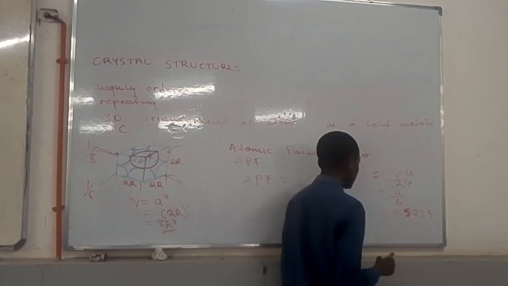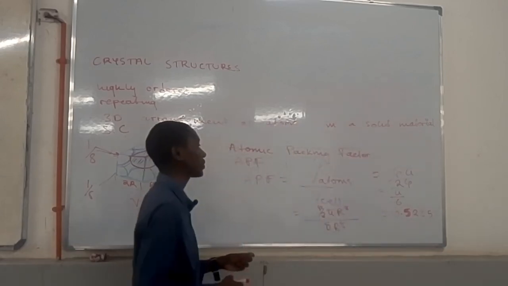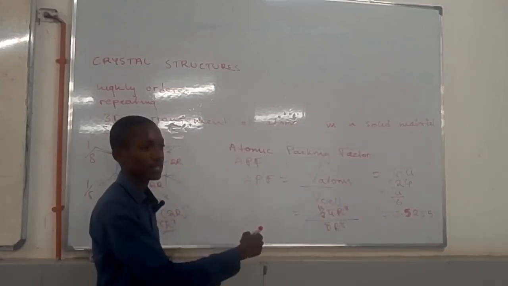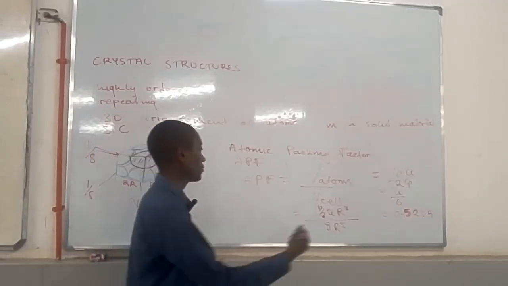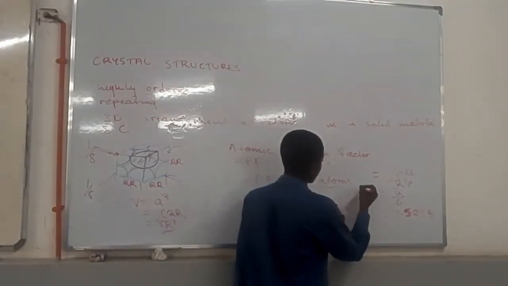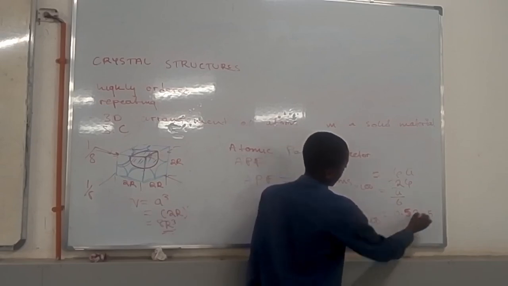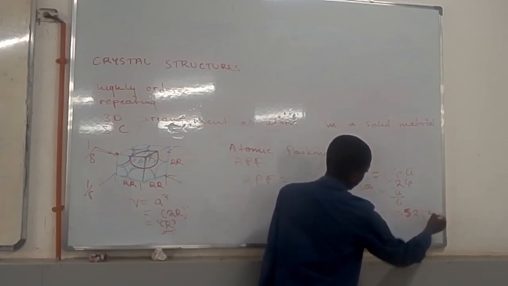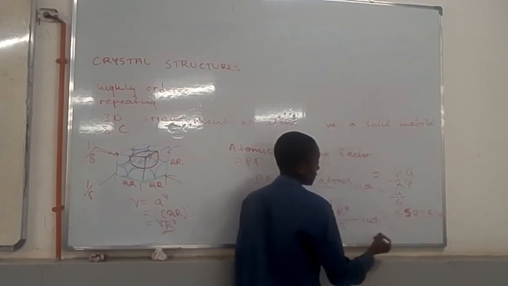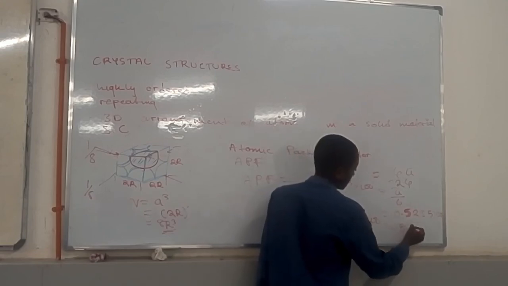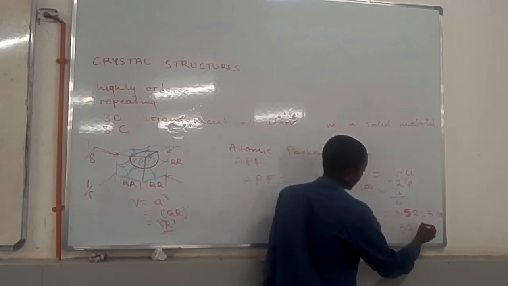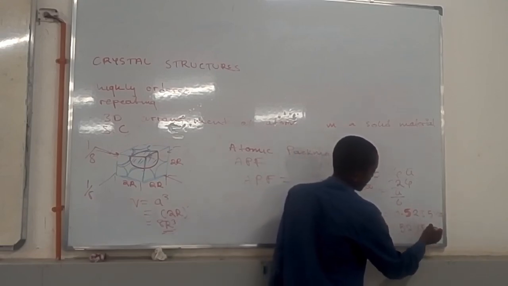Okay. So usually we find the atomic packing factor in percentages, right? So if we were finding it in percentage, we would have multiplied times 100, right? Even this one, times what? 100. So it would have given us 52.35%.